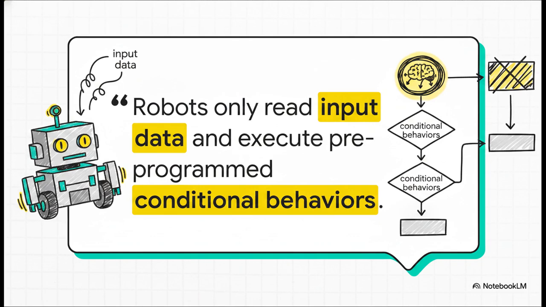Robots only read input data and execute pre-programmed conditional behaviors based on that specific data. A robot isn't alive. It doesn't actually know what a wall is. It simply receives a numerical value from a distance sensor, feeds that number into the control flow plan that you gave it, and activates a motor sequence if the condition is met. You are the brains of the operation. The robot is just executing the flow.